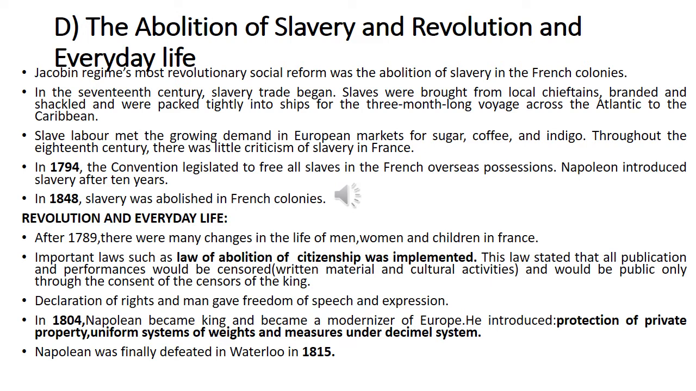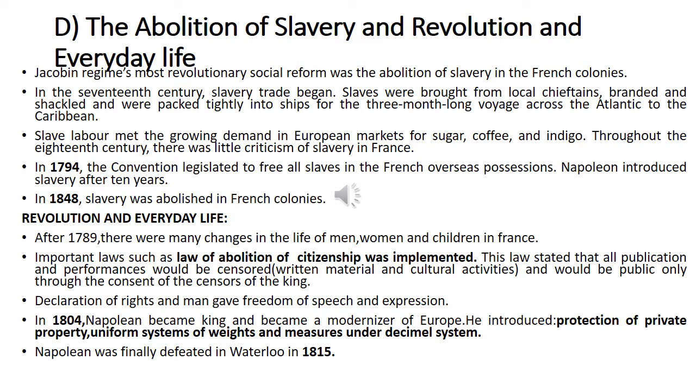Children, here we will move to the interrelated topic, that is the abolition of slavery in the colonies. We find that after long debates, the National Convention passed a law in 1794. It declared slavery illegal and freed all slaves in France's overseas colonies.